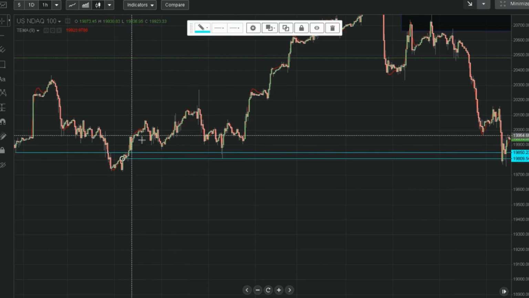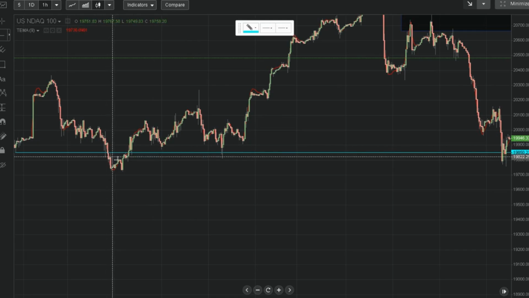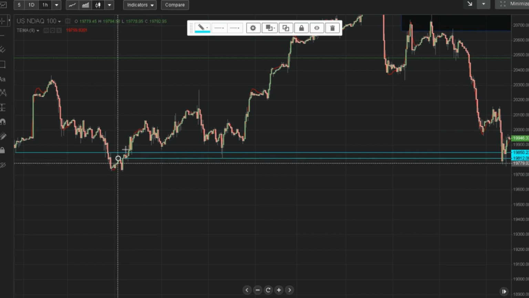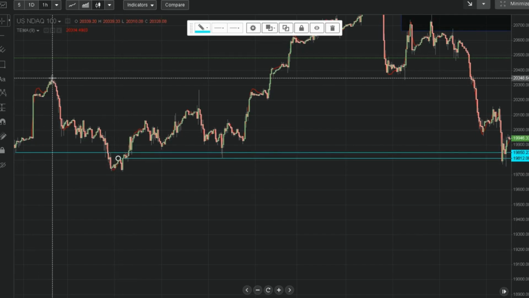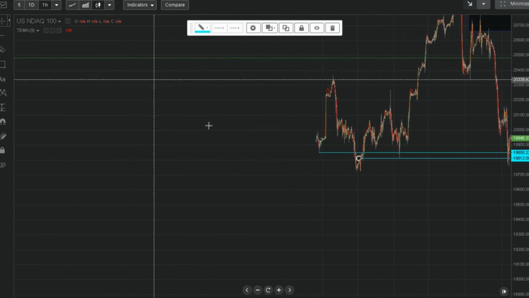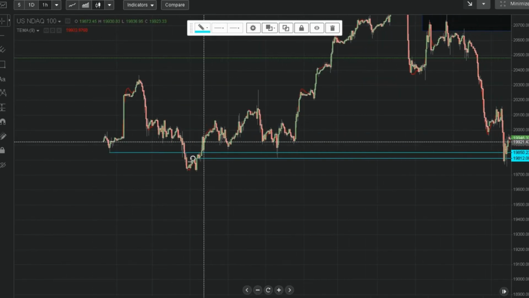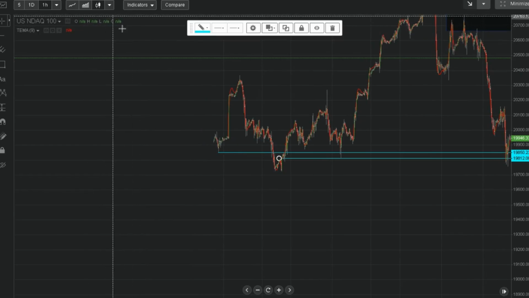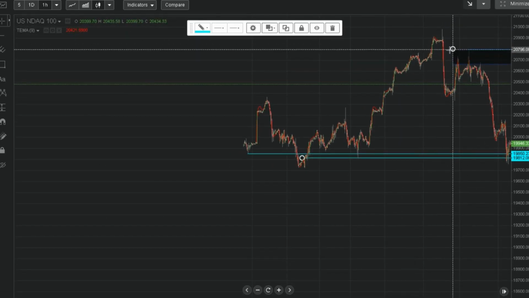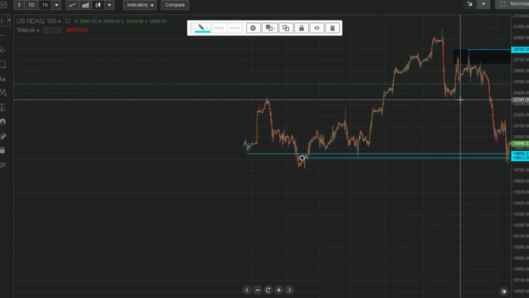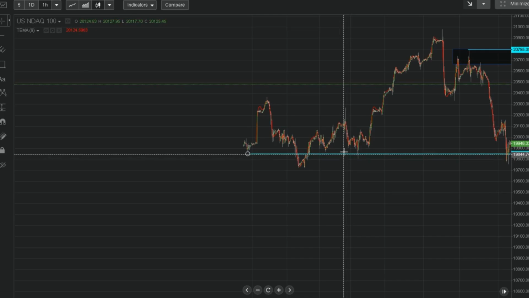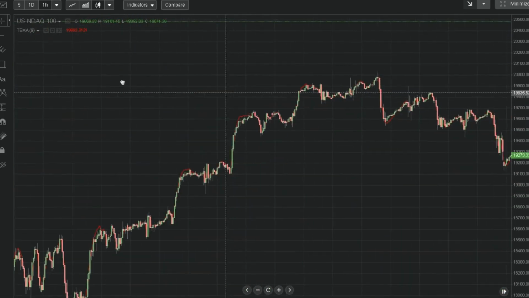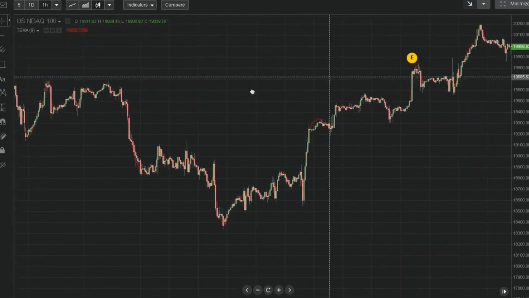Here, we broke the structure. We put the stop loss under these lows, and we just entered the trade. First take profit here. At this level there is no data, so seek for highs. First take profit here, second take profit somewhere here. But as you can see, price just hit every take profit. That is all I have to tell you guys.